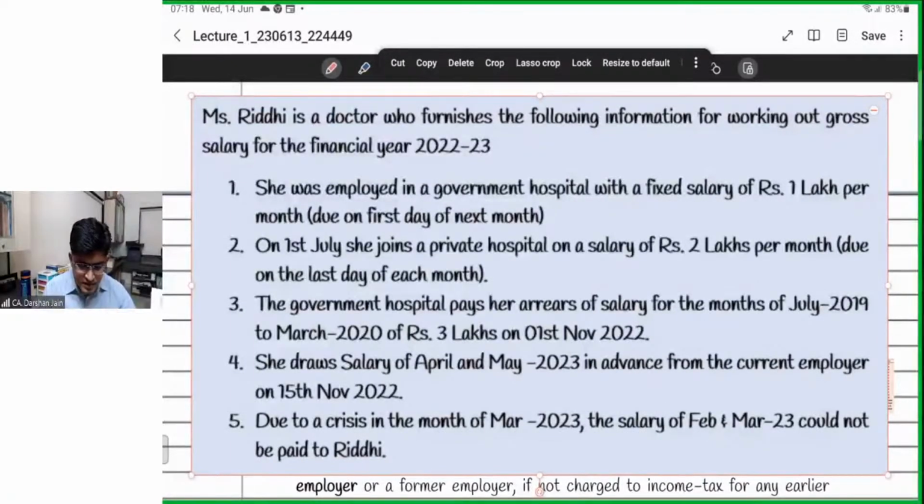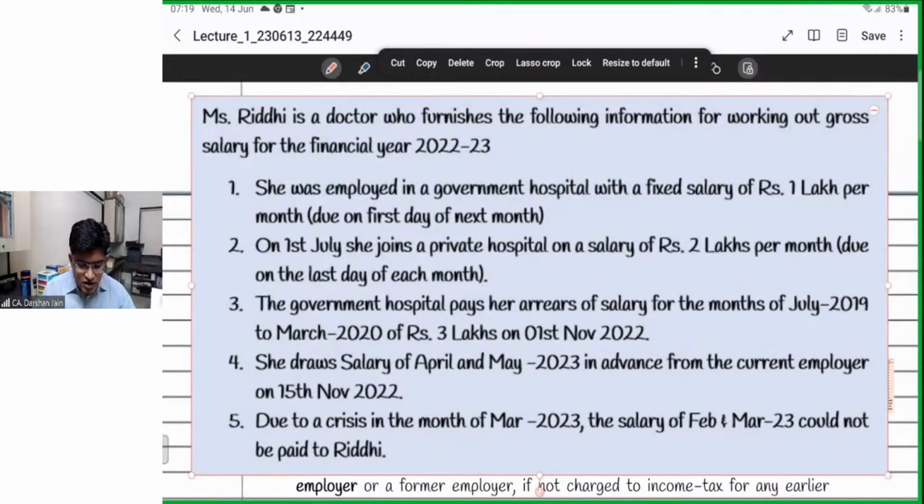Now, the government hospital pays her arrears for the month of July 19 to March 20. So she's got arrears of salary of rupees 3 lakhs on 1st November 22. Now understand, with respect to arrears, she would never know that she's going to get those arrears until it is declared by the government hospital that they are going to pay it. Now, once it is paid, it becomes certain that it has to be taxed in the previous year in which it is actually paid.